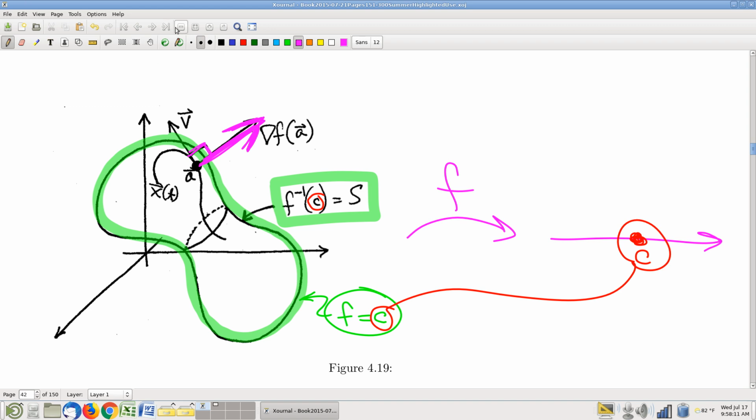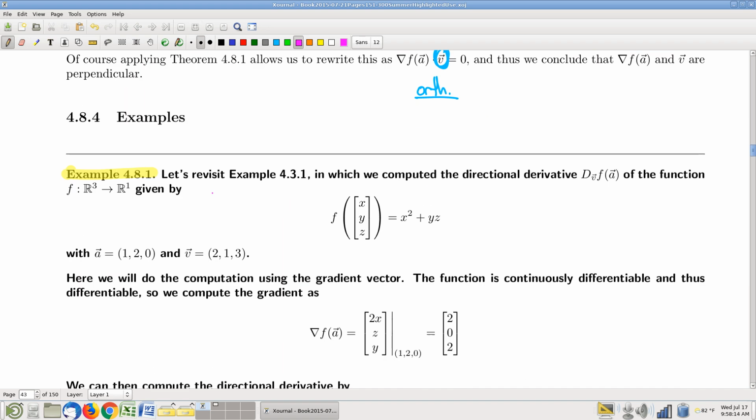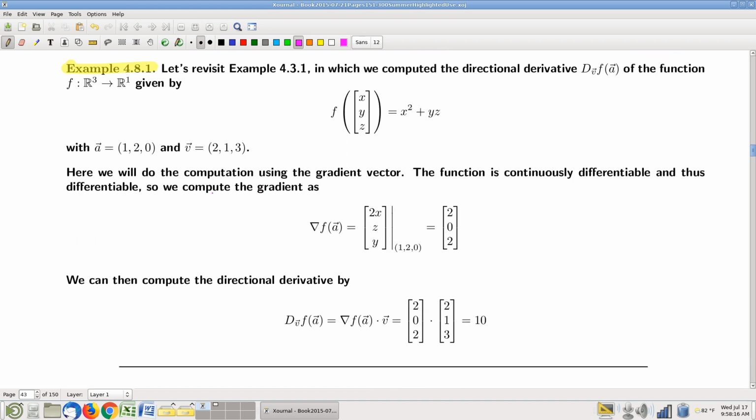Okay. So some quick examples, and then we'll move on. We've seen a bunch of things that you can do with gradient vectors. This is a revisiting of an old example from section 4.3. Here's a function. Let's compute the directional derivative at the point A moving with velocity v. Well, you can go straight from the definition, plug and chug, brute force. That's what we did back in 4.3. Or you could use a Jacobian. That's what we would have done yesterday.